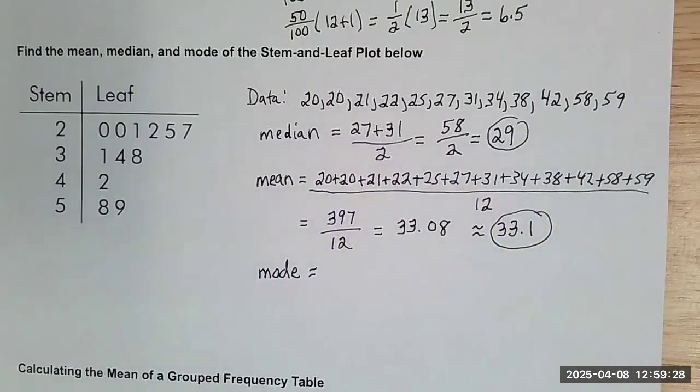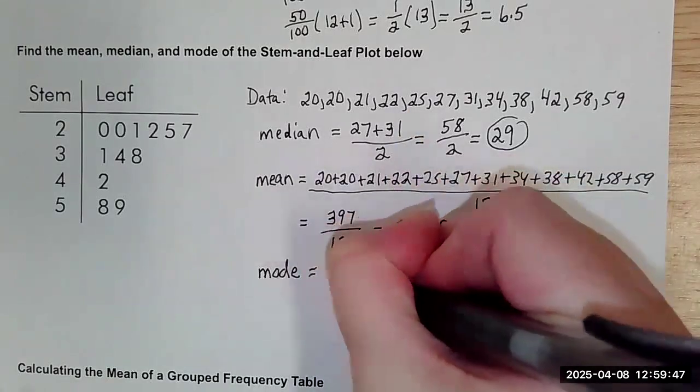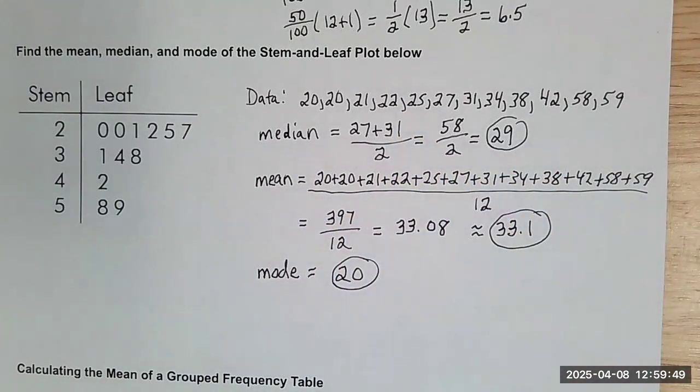What's the word mode mean? The most frequent number. So on our list, which number appears the most times? 20. So our mode is going to be 20. Good job. All right, I'm going to tell you a thing that's going to blow your mind. All 3 of these are called an average.